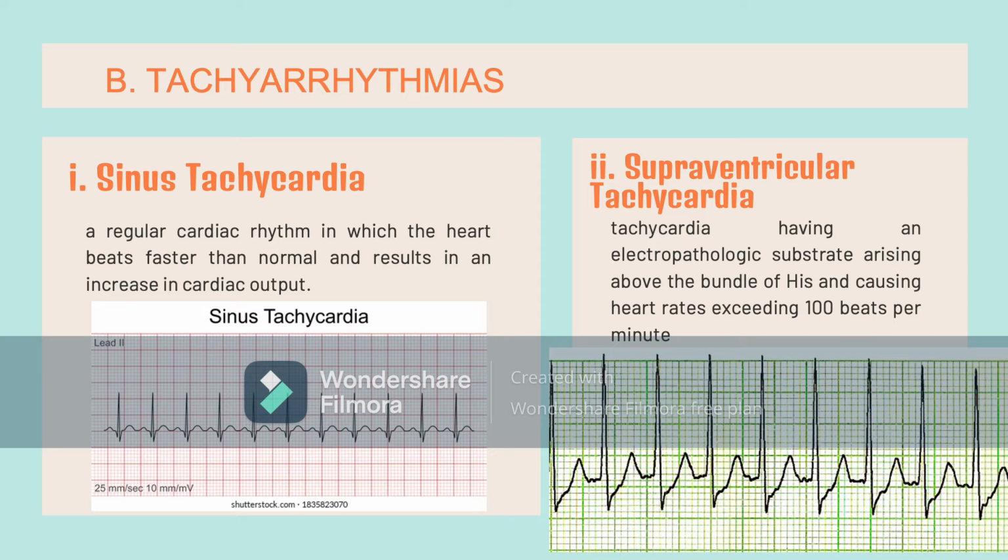And then we also have supraventricular tachycardia. It is having an electropathologic substrate arising above the bundle of His and causing heart rates exceeding 100 beats per minute. This is an example of a supraventricular tachycardia.